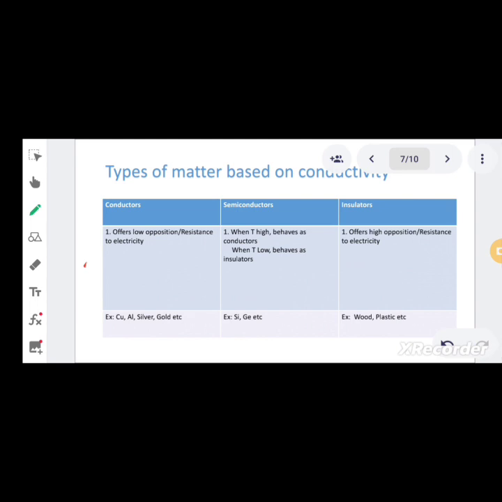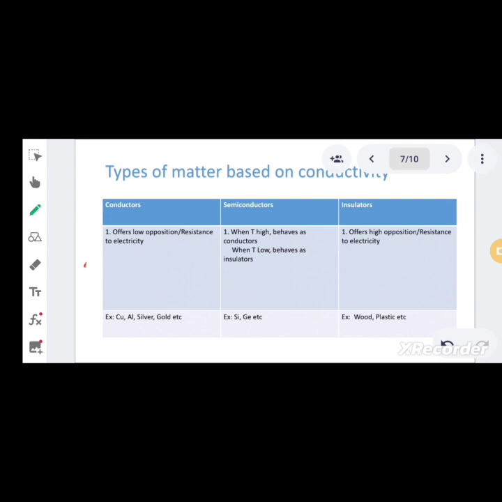Then let us understand the difference between conductors, semiconductors, and insulators. Conductors offer low opposition or resistance to electricity. When you try to pass electricity through a conductor, the electricity will easily pass through it. That is, the opposition given by conductors will be very little. Then we have insulators. Insulators will offer very high opposition to electricity.